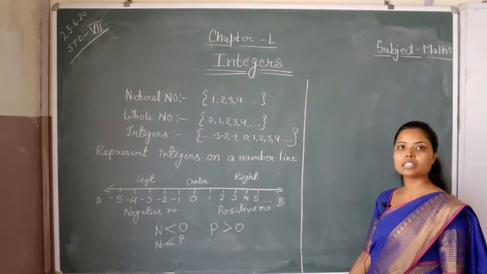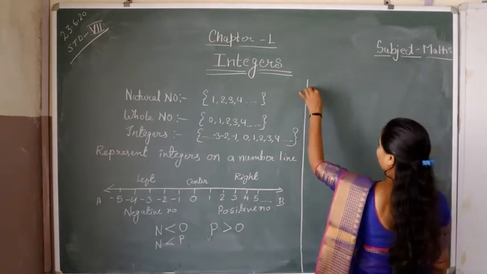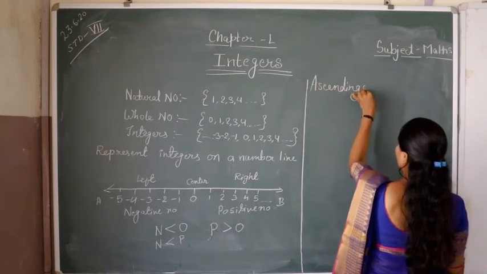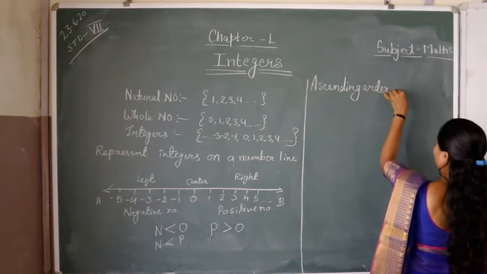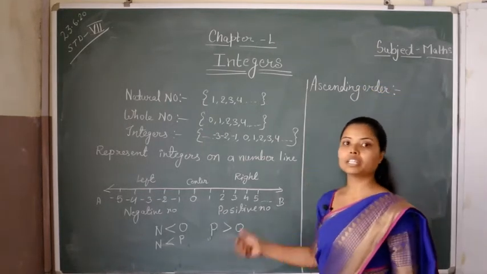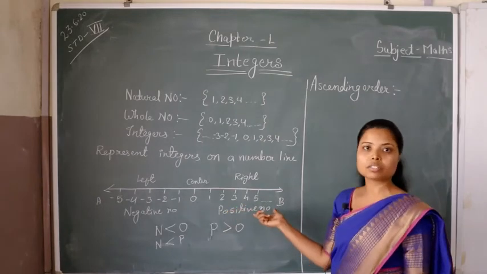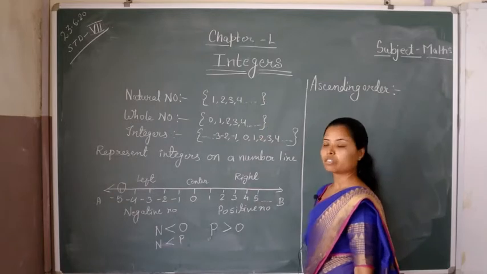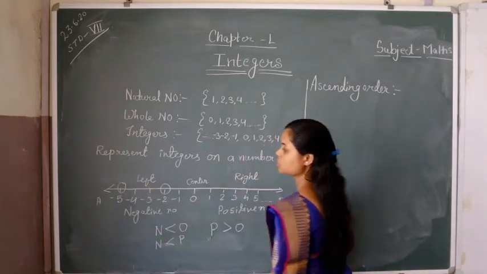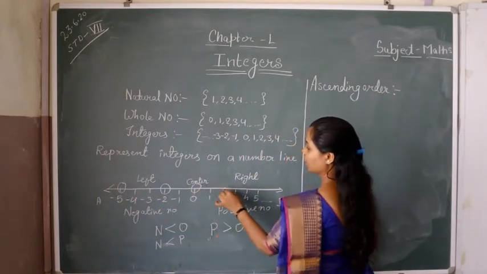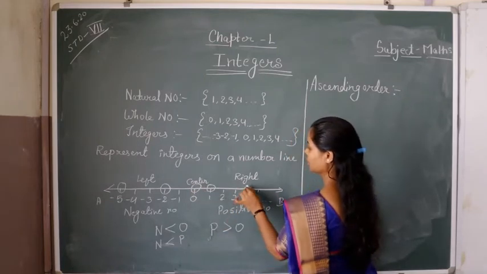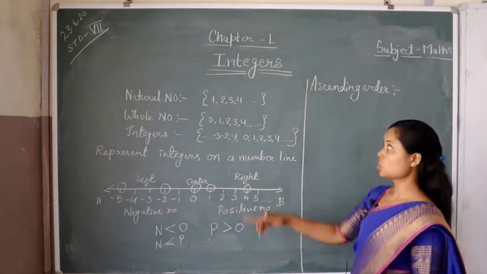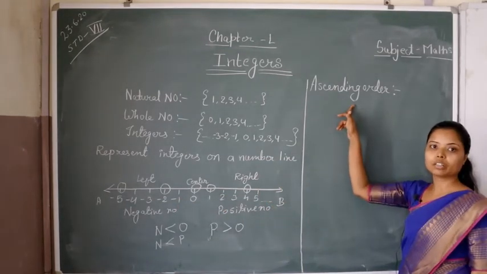For understanding these, we will write some numbers in ascending order. For writing in ascending order, firstly we will mark some numbers on the number line. Suppose -5, then -2. We will take 0 and then 1 and 4. We have some marked numbers here. So we write these numbers in ascending order.